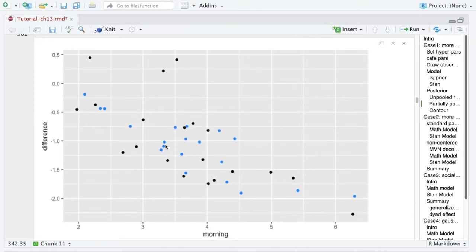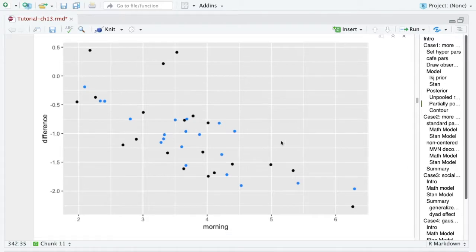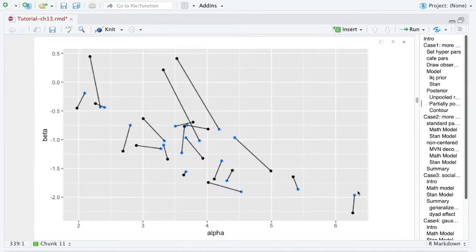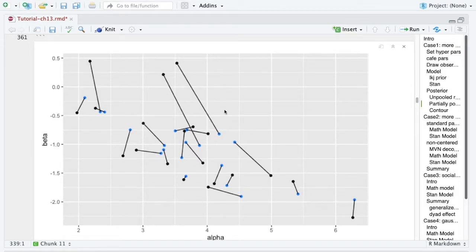So the blue points are the output from the complicated model and the black points are the result from the simpler model. However, a plot like this doesn't tell us the difference for each cafe. We can use the geom_segment function to connect the 2 points from the simple model and the complicated model. As you can see, the differences between the simple model and the complicated model are huge. Besides, it seems that there is no pattern in the plot.